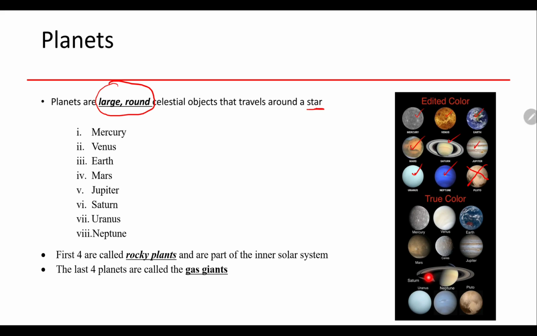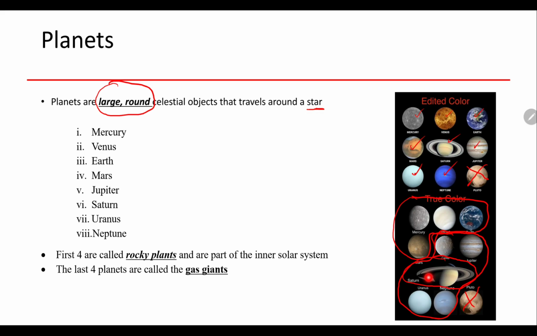And a couple of them have interesting things, like, for example, rings. Now, we often only see pictures of Saturn with rings, but Saturn is not the only planet within our solar system with rings. Now, we call the 4 inner planets rocky planets, and we call the outer planets, again, remember, Pluto is not a planet, it's a dwarf planet, we call them gas giants.